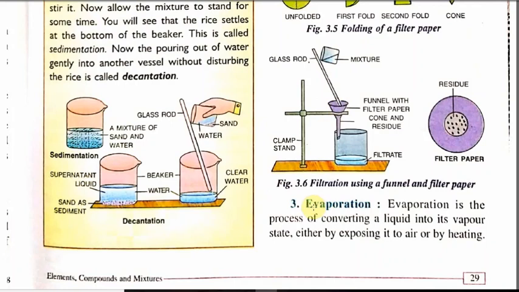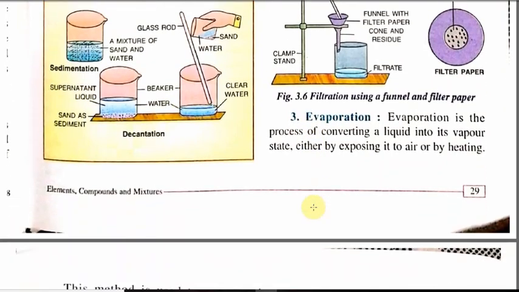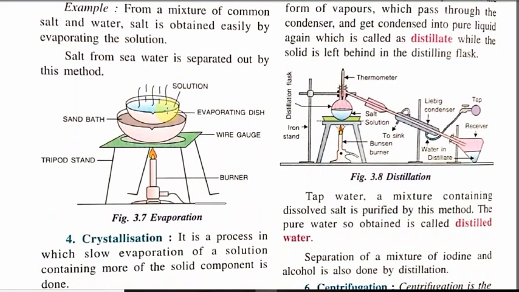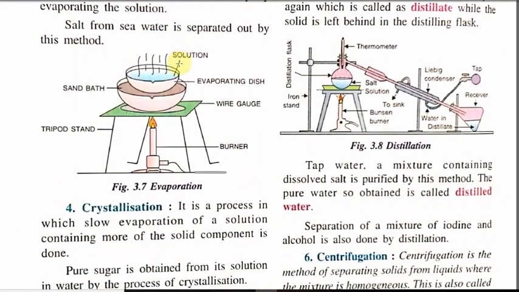The next process is called evaporation. Evaporation is the process of converting a liquid into its vapor state, either by exposing it to air or by heating. Students, we also know evaporation from class 6 and 7. You can also see one example. From a mixture of common salt and water, salt is obtained easily by evaporating the solution. Students, you can see this figure. This solution contains salt and water, and we are heating it. After heating, the water will evaporate and the salt will remain here.